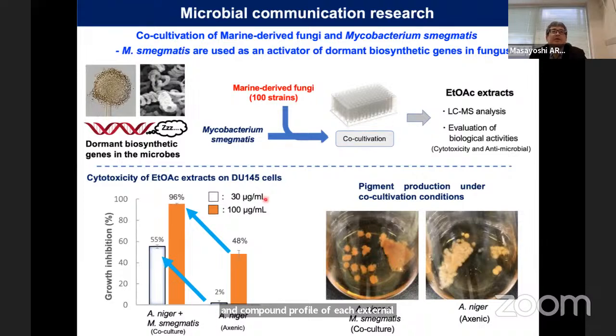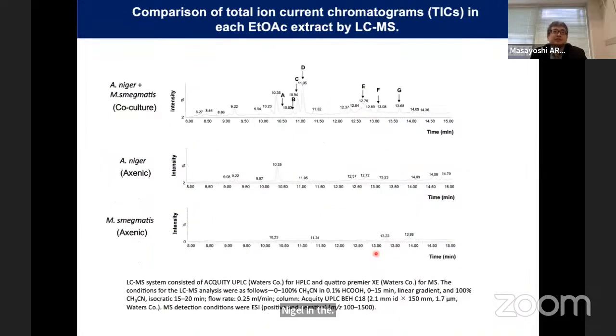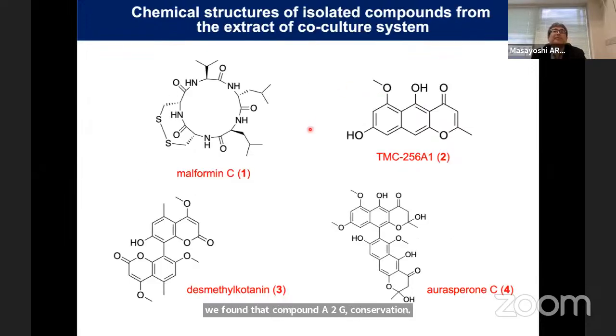As a result, the co-culture extract of the marine-derived fungus Aspergillus niger and Mycobacterium smegmatis showed cytotoxic activity and production of pigment. In addition, the profile of secondary metabolites also changed significantly, and we found that compound A2G was selectively produced by co-cultivation. Then we identified malformin C as a cytotoxic compound, which is selectively produced in co-culture.